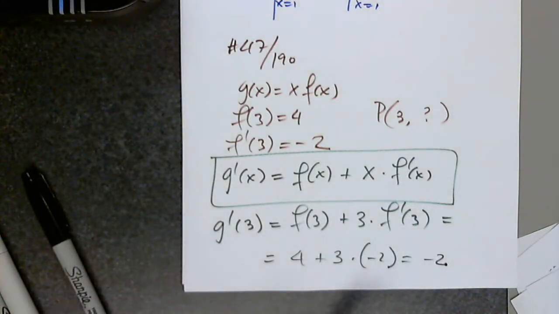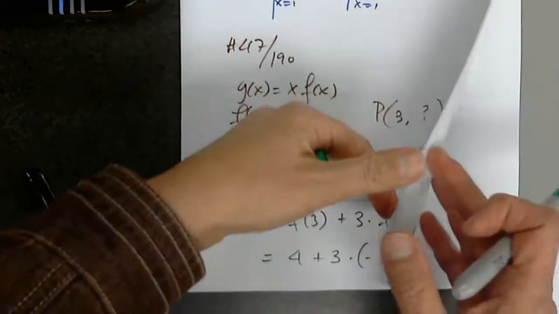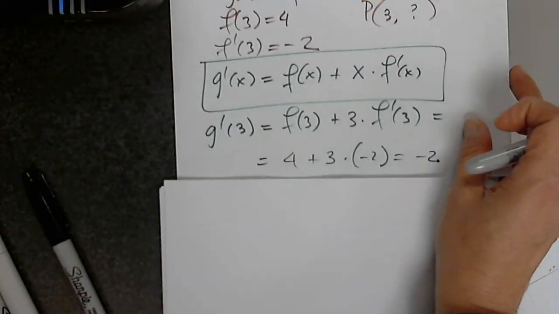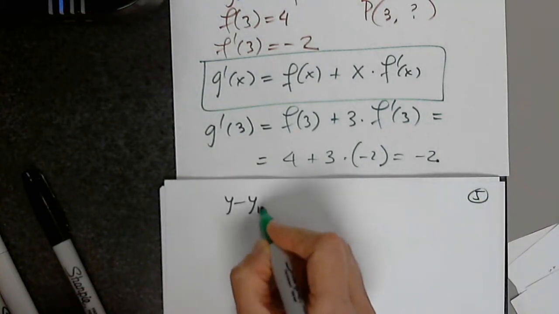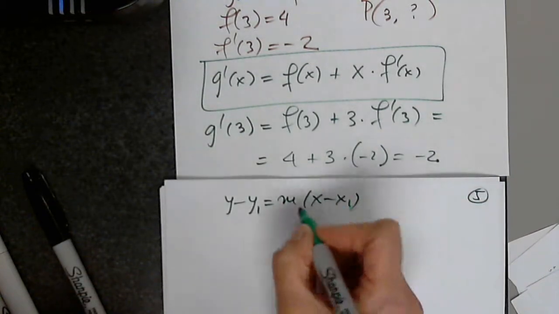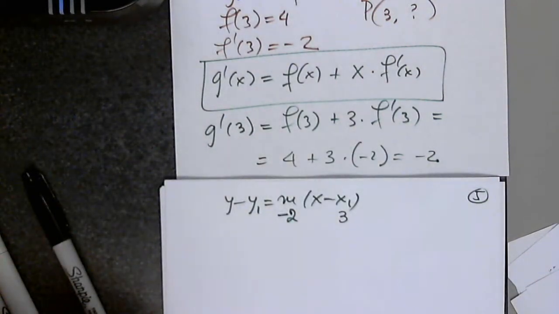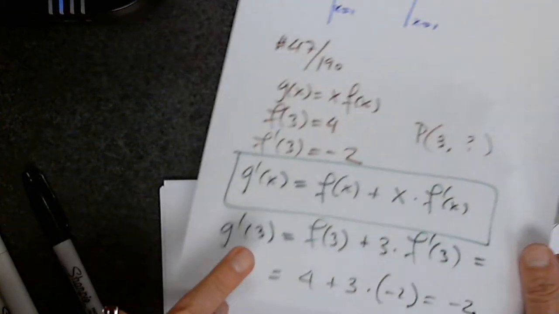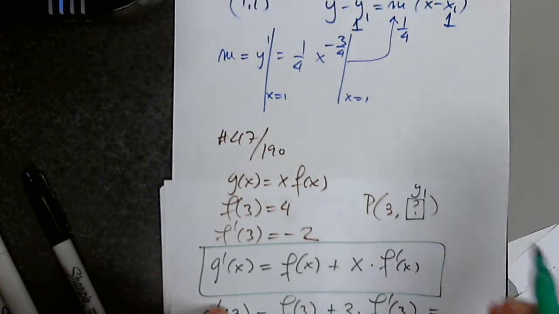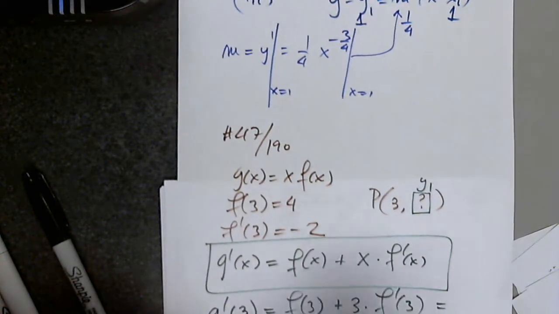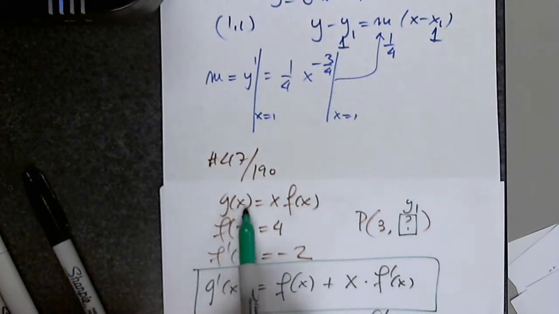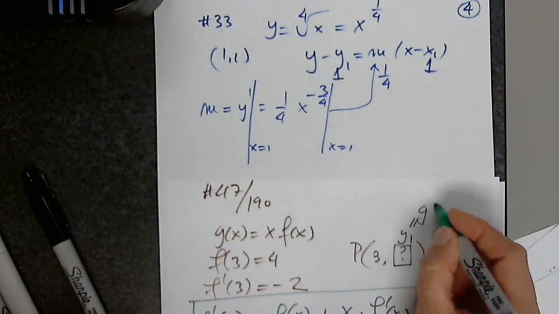So we're asked one more time, find an equation of the tangent line to the graph. So what I have right now, I have y minus y1 equals the slope times x minus x1. I have this, which is negative 2. I have x1, which is 3. What am I missing still? y1. So this is my y1, and my y1 is nothing else but g of 3.